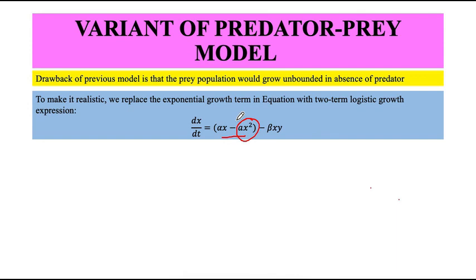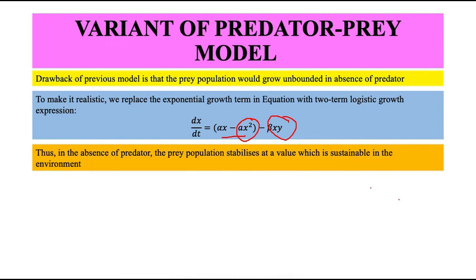Therefore, if you look at this equation, if there is no big fish, y goes to 0, and in the absence of y, the prey population will stabilize at some value. It will not be a really large number of fish that is not enough to eat. So the earlier assumptions are a little unrealistic, and this is the assumption which will be closer to realistic, or which is sustainable in the environment.